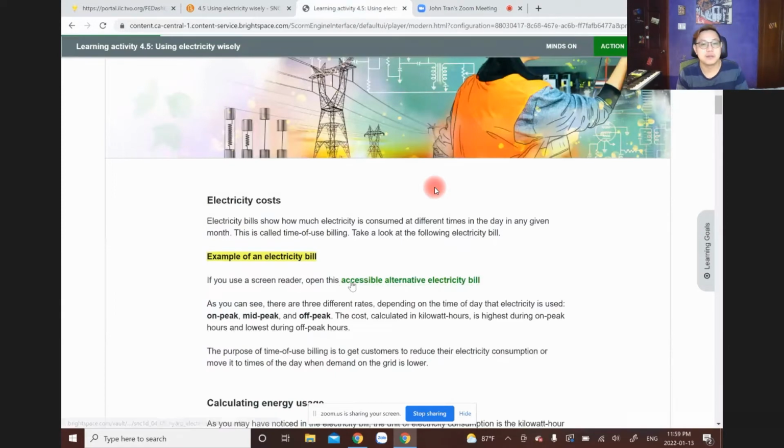Okay, let's continue. Screen reader. Open this accessible alternative. Screen reader is of course what they meant by iPad or any kind of pad, I think. As you can see, there are three different rates depending on the time of day. As I told you, on peak, mid peak, and off peak.